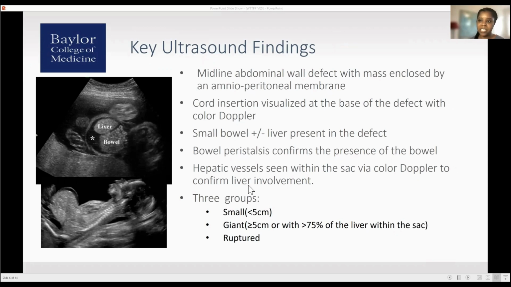There's not a consensus for specific categories of omphalocele. However, they can be generally grouped into small, less than 5 centimeters, giant, greater than or equal to 5 centimeters, or with greater than 75% of the liver in the sac, and ruptured omphalocele.